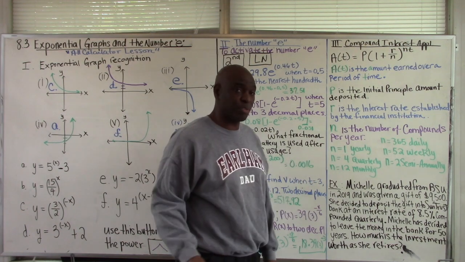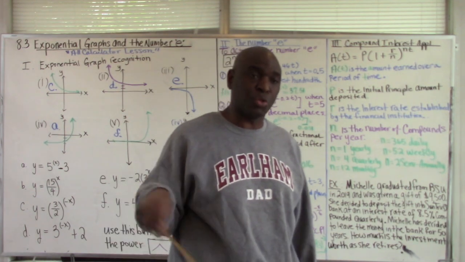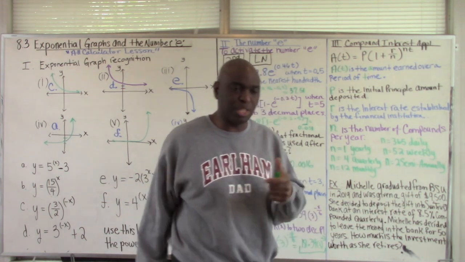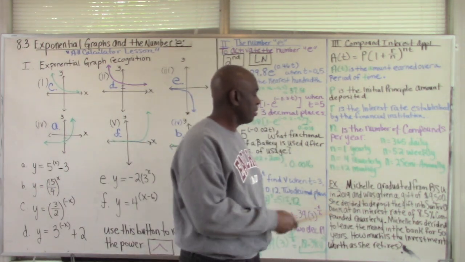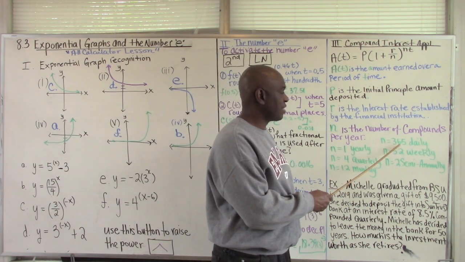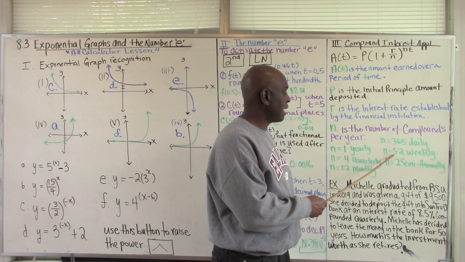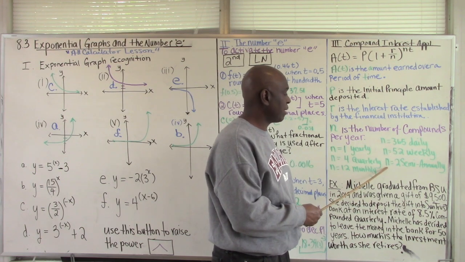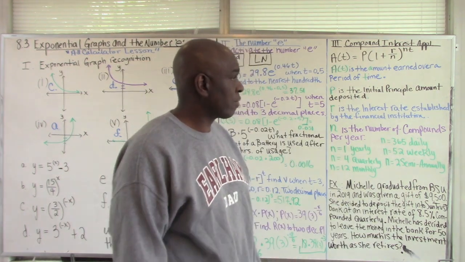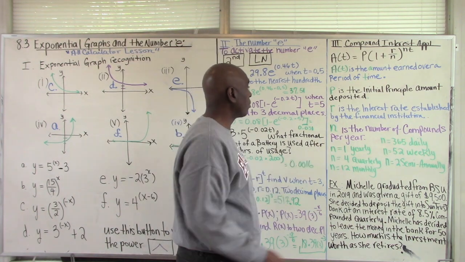N is the number of compounds per year. You can accrue more funds or more monies through compounds. You can compound your money once a year, which is yearly, 4 times a year, quarterly, 12 times a year, monthly, 365 times a year, which is daily, 52 times a year, which is weekly, or they can compound it semi-annually, twice a year. So the Ns will vary. Those are all the components of our formula right here.